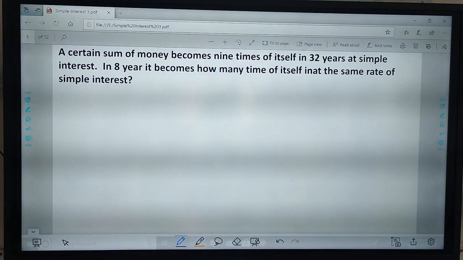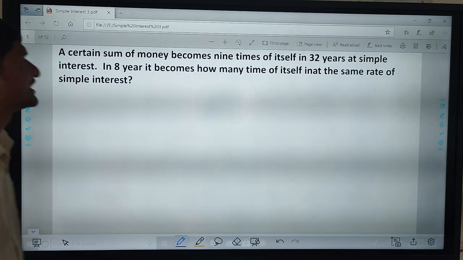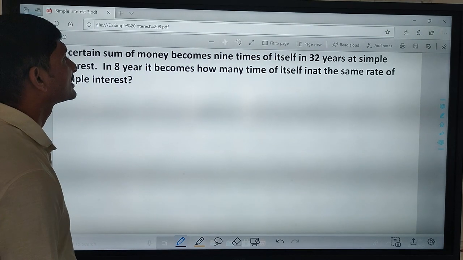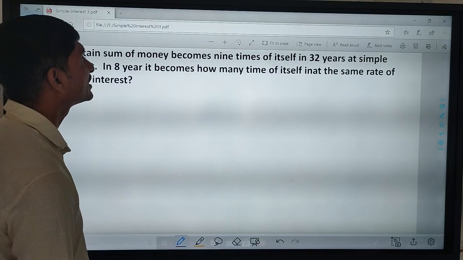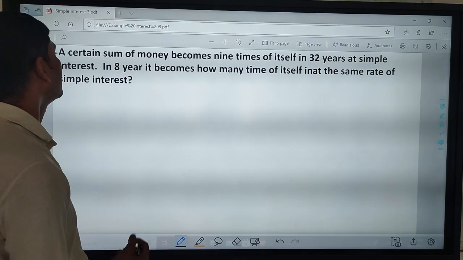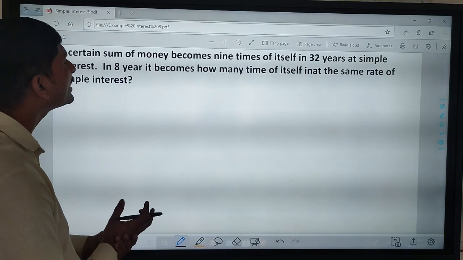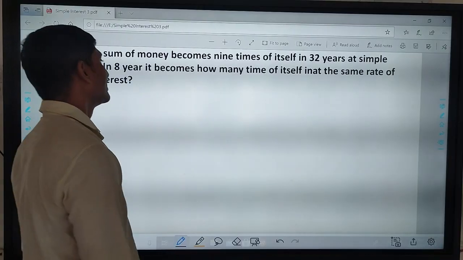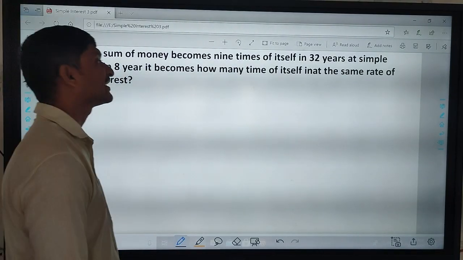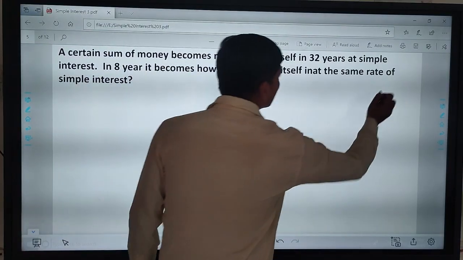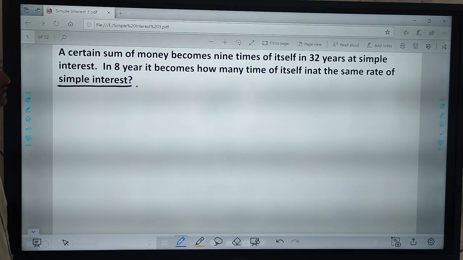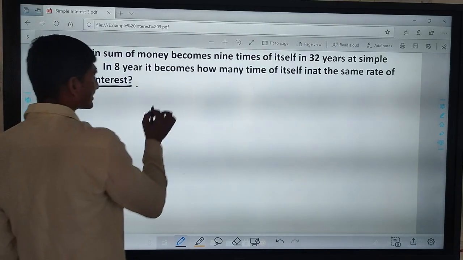A certain sum of money becomes 9 times of itself in 32 years at simple interest. In 8 years, how many times of itself does it become at the same rate of simple interest? Here we write years and times.